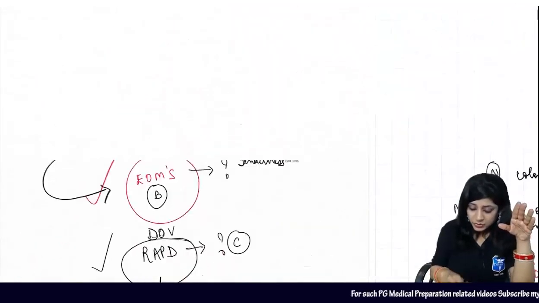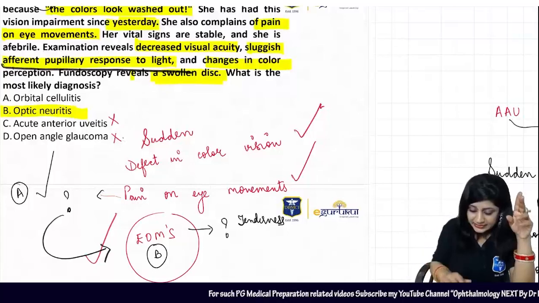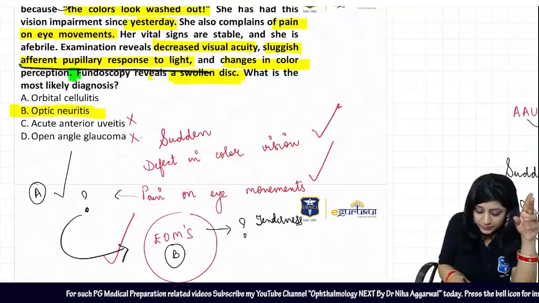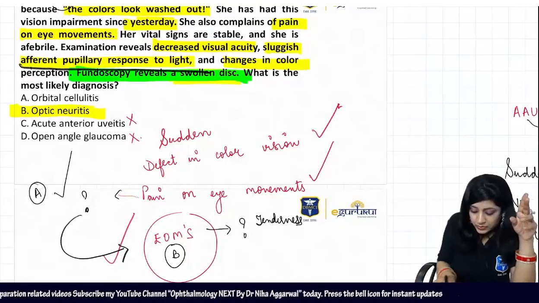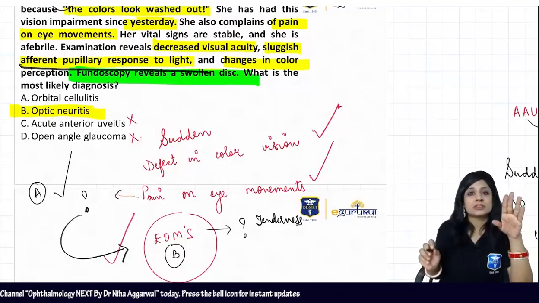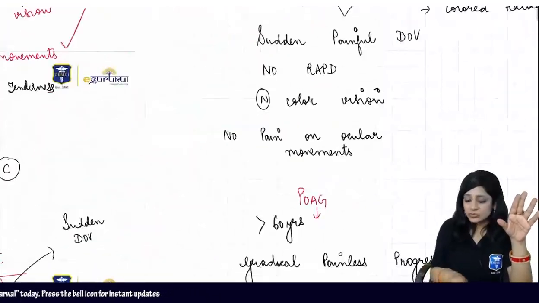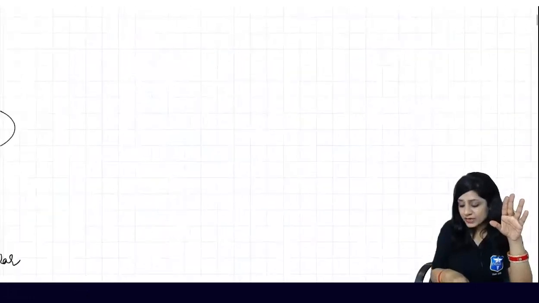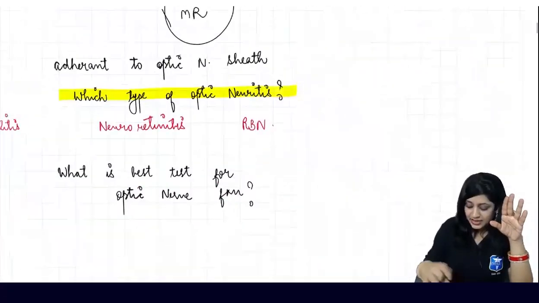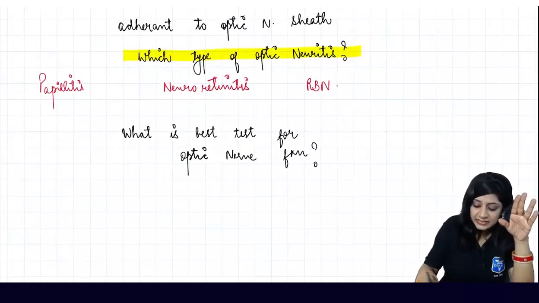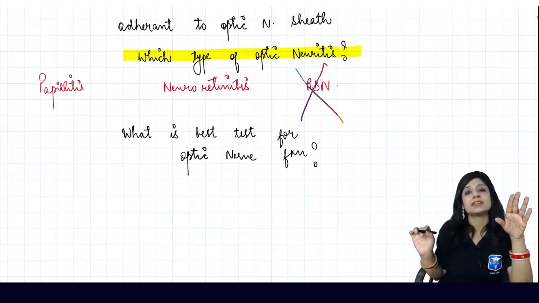If you look at the question, they are saying that we have a swollen optic disc. That means I am having optic disc changes. So if I am having optic disc changes, then one thing is very, very clear, that it is not a case of retrobulbar neuritis.